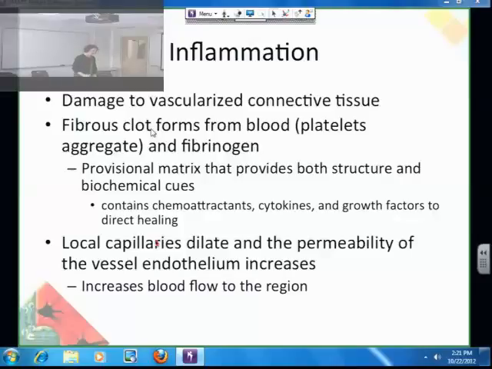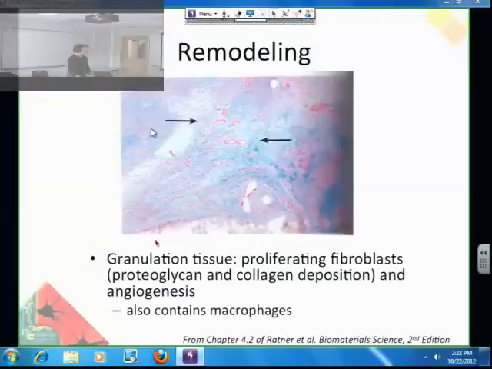And then local capillaries will dilate because of some of the cytokines released from inflammatory cells, and that increases the amount of blood getting to the area. And that helps in the whole wound healing process. So that's the inflammatory stage, briefly. In the remodeling stage, you'll see proliferation and granulation tissue, which is when you have proliferating fibroblasts laying down proteoglycans and collagen, and you also have some angiogenesis. There are inflammatory cells like the macrophage inside this tissue.